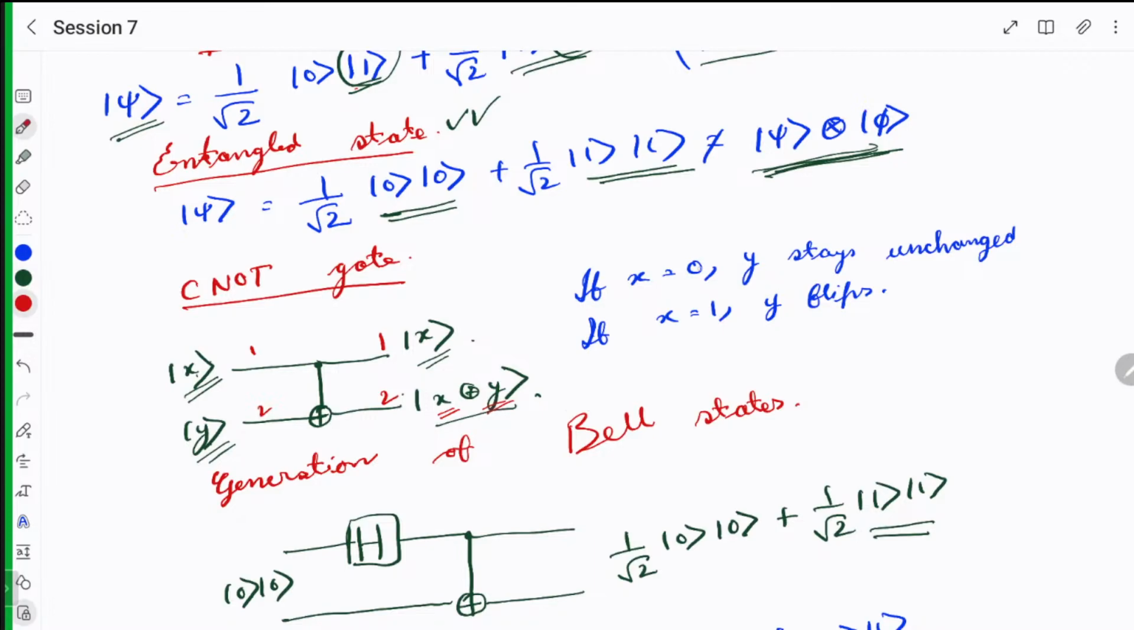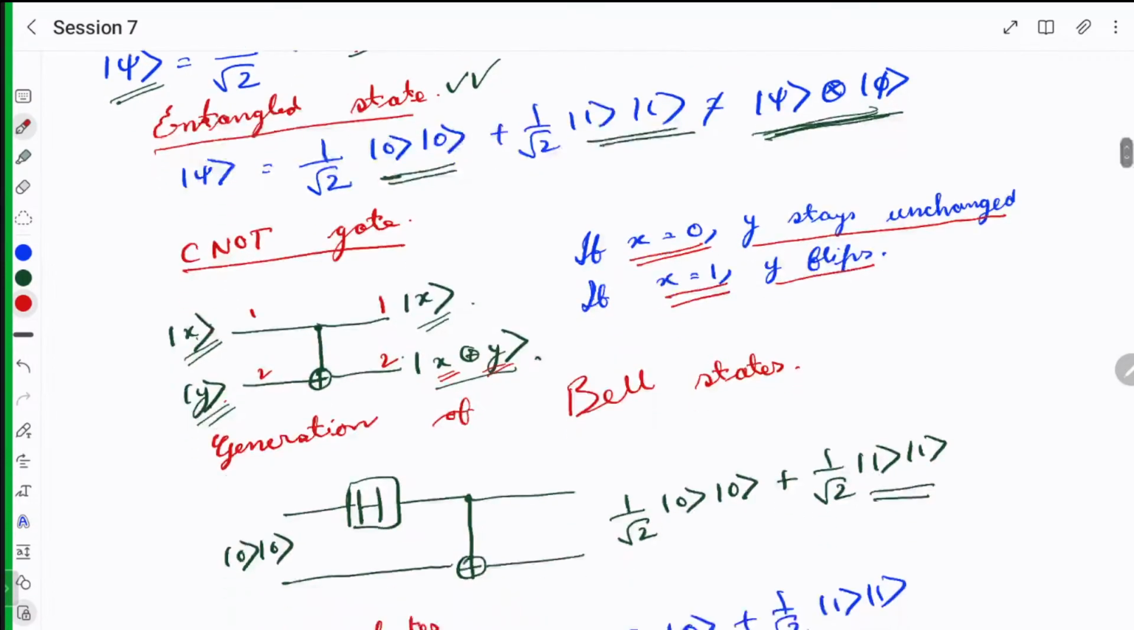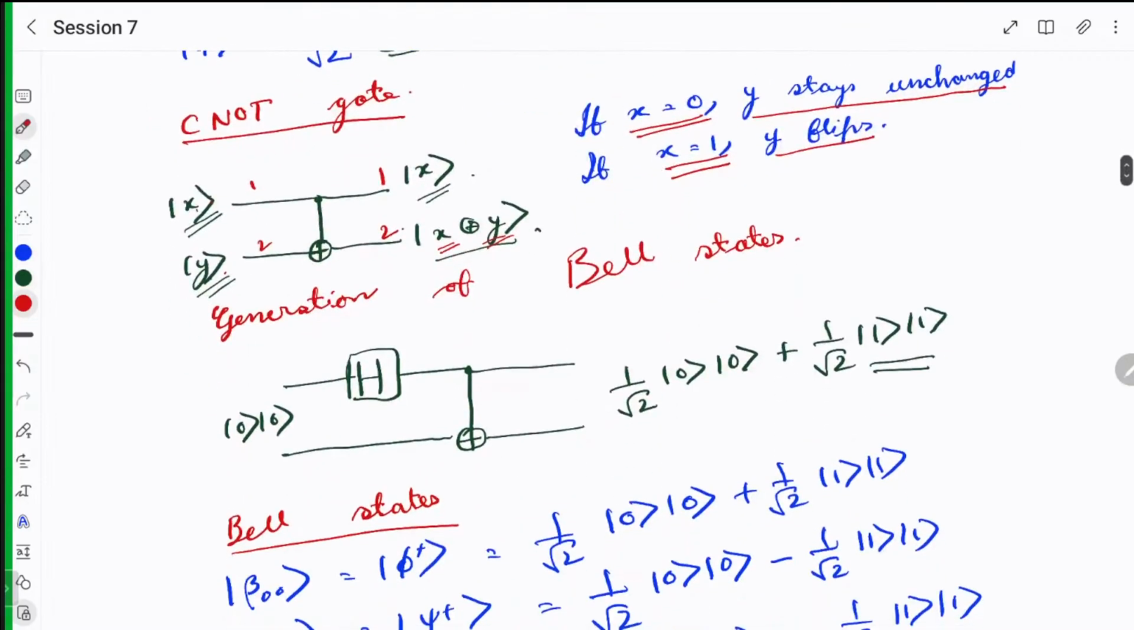So why is it controlled NOT? Because when X is 0, then Y stays unchanged. So if there is 0 and 1, then it will just remain 1. But if X is 1, then Y flips. So say X is 1 and Y is 1, then Y flips to 0. So that's why it was also called the controlled NOT gate.